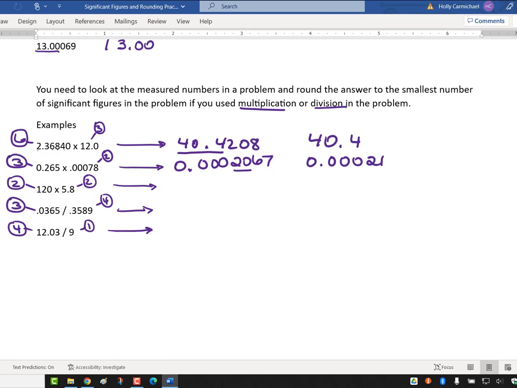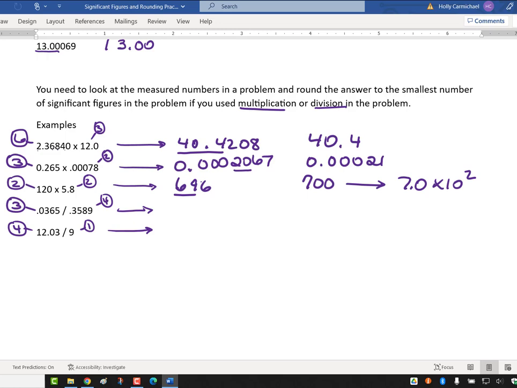120 times 5.8 is 696. So rounding to 2 significant figures, see there's the first 2 significant figures. So the 6 rounds the 9 up. So this ends up being 700. So if I wrote 700, that would be fine. If I was going to put this in scientific notation, then I could indicate the 2 significant figures that I needed to have because that first 0 would be considered significant. I'd be fine if you had 700 because it's still going to be the right number of units.